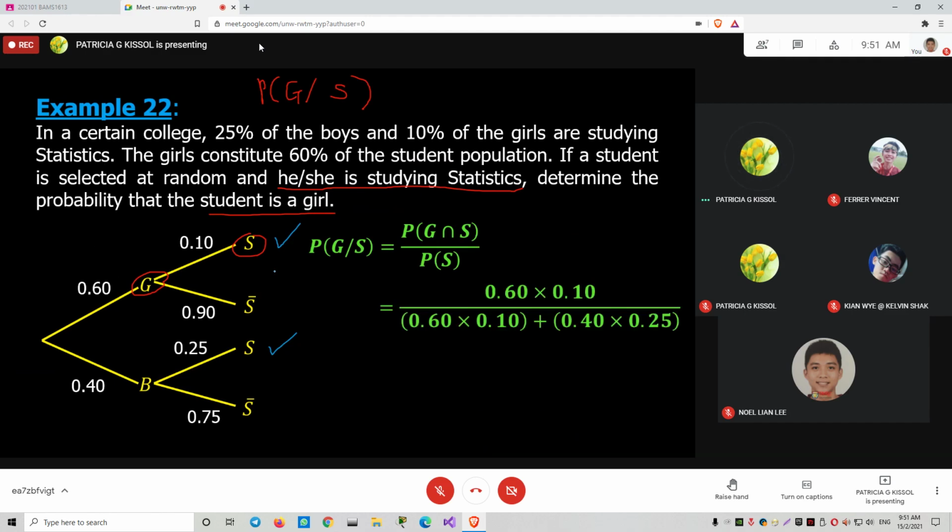So that means 0.6 times 0.1 comes from the probability of G and S, and for the denominator, the probability of S, as long as it ends with statistics, be it a girl or a boy, you add it to represent all the probability of statistics. That's why we get 0.6 times 0.1 plus 0.4 times 0.25. When you work out the answer, you should get 0.375. Is that clear, class?